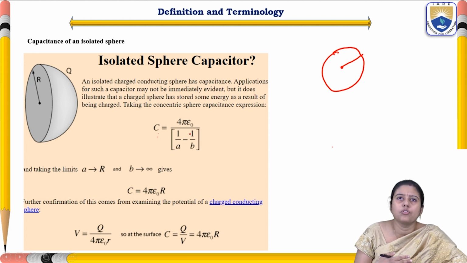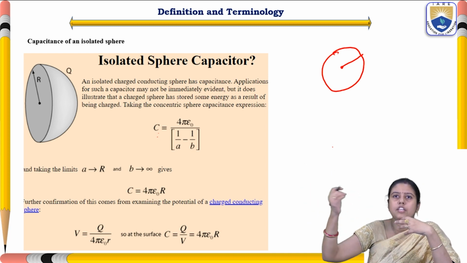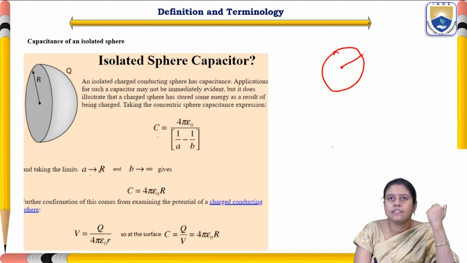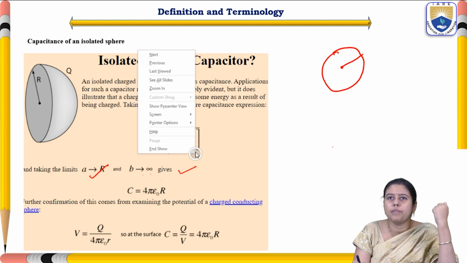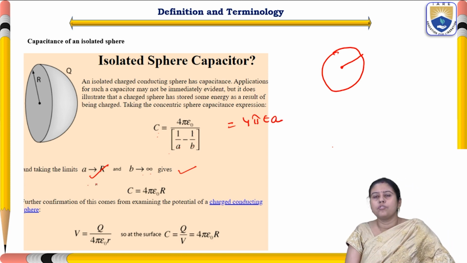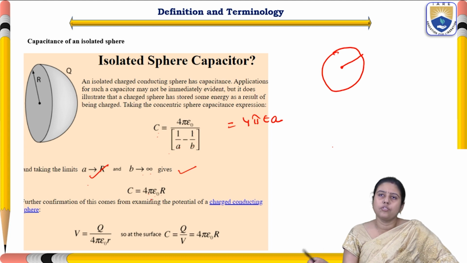Now what is the meaning of an isolated capacitor? An isolated charged conducting sphere has a capacitance. If we take one spherical conductor and bring the charge from infinity to the point, we get the isolated capacitor. So in the case of an isolated capacitance, A is equal to R and B is equal to infinity. If we put in A equals R and B equals infinity, 1 by infinity is nothing but 0. So we get 4 pi epsilon naught into R, where R is the radius. So we can write the capacitance equal to 4 pi epsilon naught R. So this is the isolated capacitance.